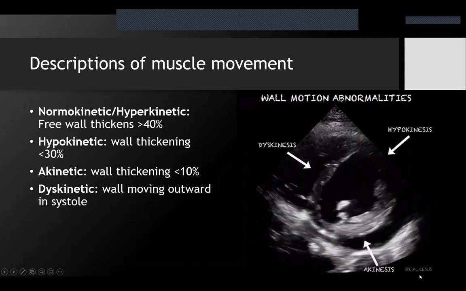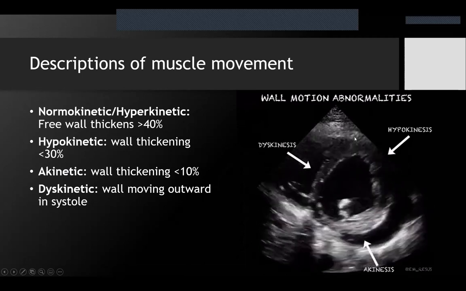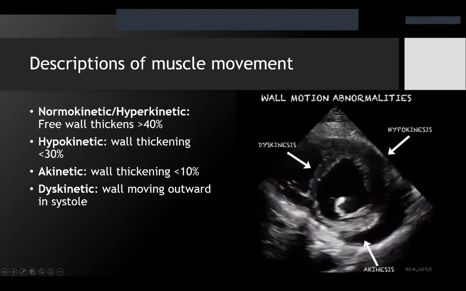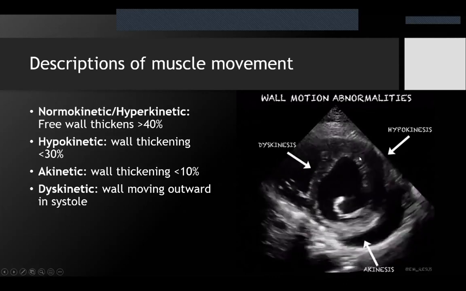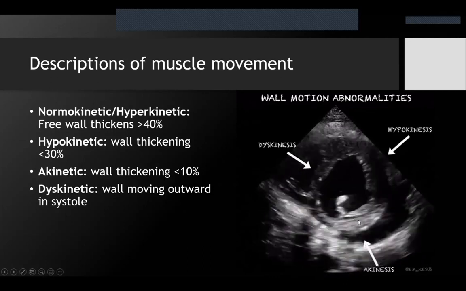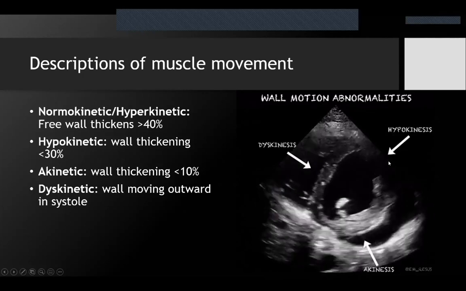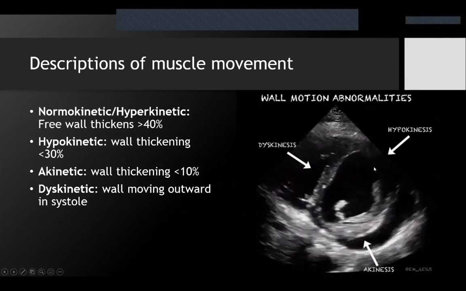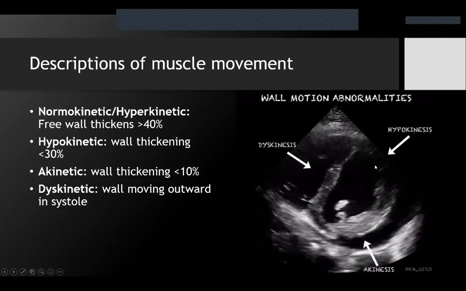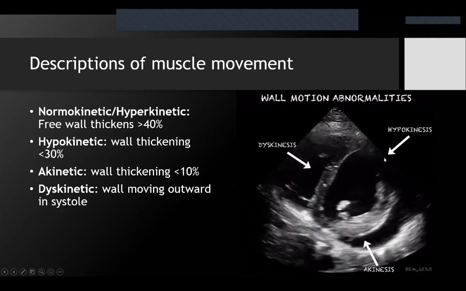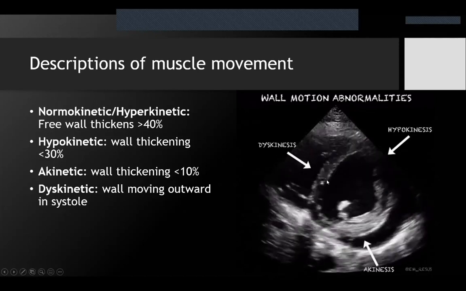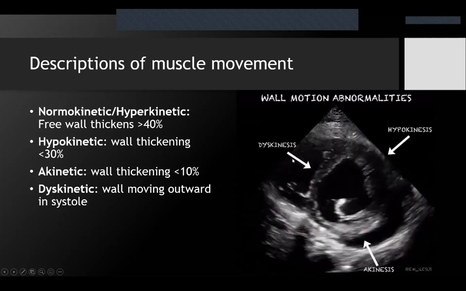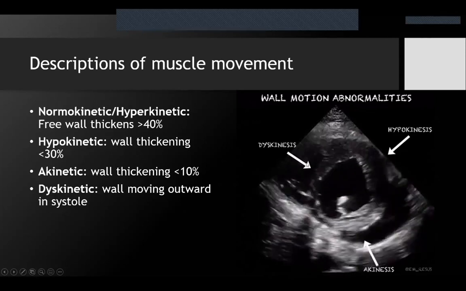So here's a clip I stole from Ian Recess, who's a really great Twitter cardiology guy. You can see here, this wall is akinetic. We're in the parasternal short axis again, papillary muscle level. This wall is barely thickening. This wall here is hypokinetic, although you might think that it's thickening quite well. Honestly, I think it's a soft call to call this hypokinetic. It could very well be more than 30%, but that's what they labeled it. And here you can see dyskinetic. As the rest of the heart is contracting in, the septum is bowing out. So the septal wall here is dyskinetic.